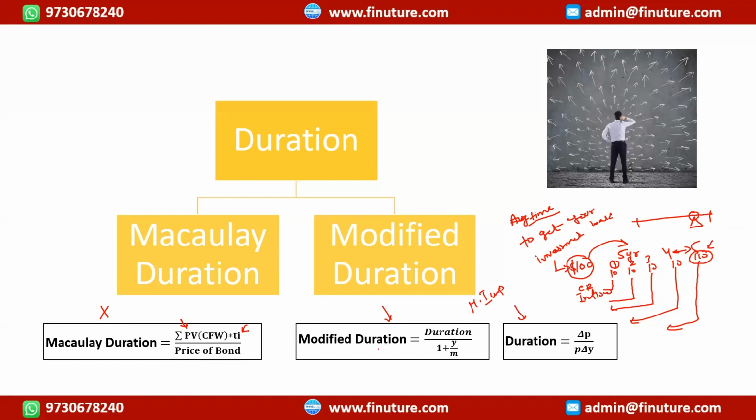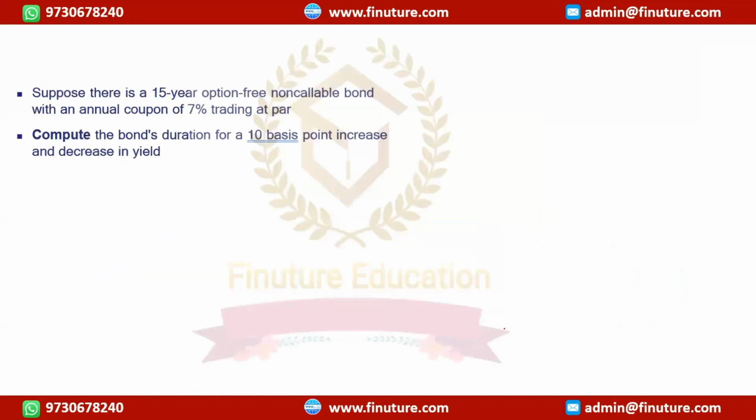So modified duration is something which is mostly asked, and these are two formulas for modified duration. I'll just show you one example of how you can calculate duration on your financial calculator using this formula. So let me go back. Say for example, there is a 15-year option-free bond. So your time to maturity is 15 years, and the annual coupon is 7%.